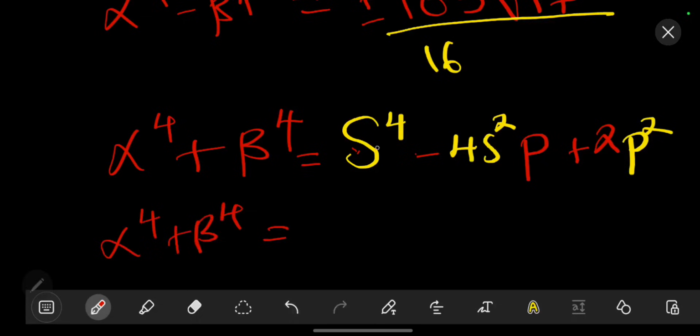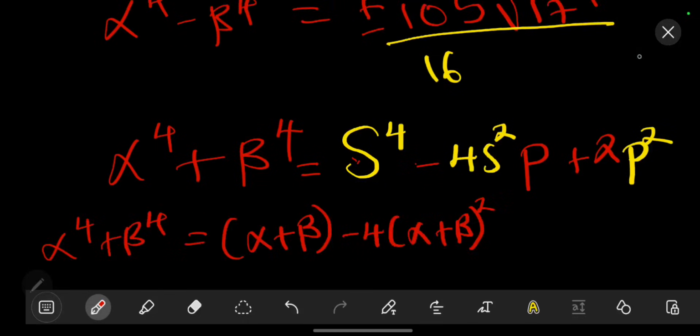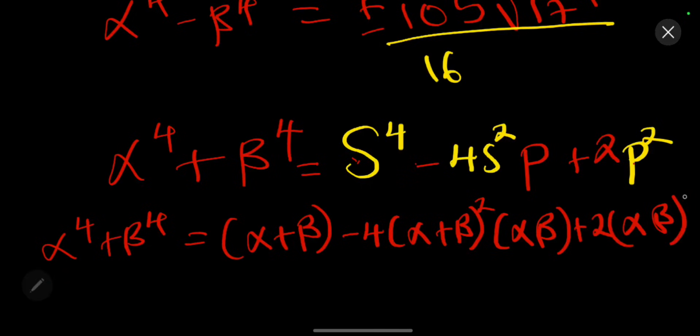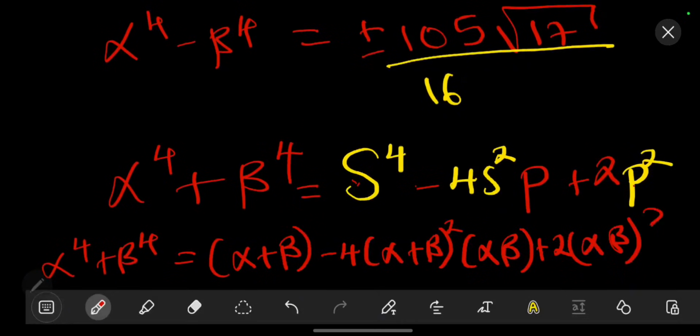So this means that the identity alpha to the power 4 plus beta to the power 4 should be equal to our sum, which is alpha plus beta, to the power 4, minus 4, then we have our sum, alpha plus beta, squared. So our product is equal to alpha by beta. Then we have plus 2, then we have the product squared, which is alpha beta to the power of 2, like that.